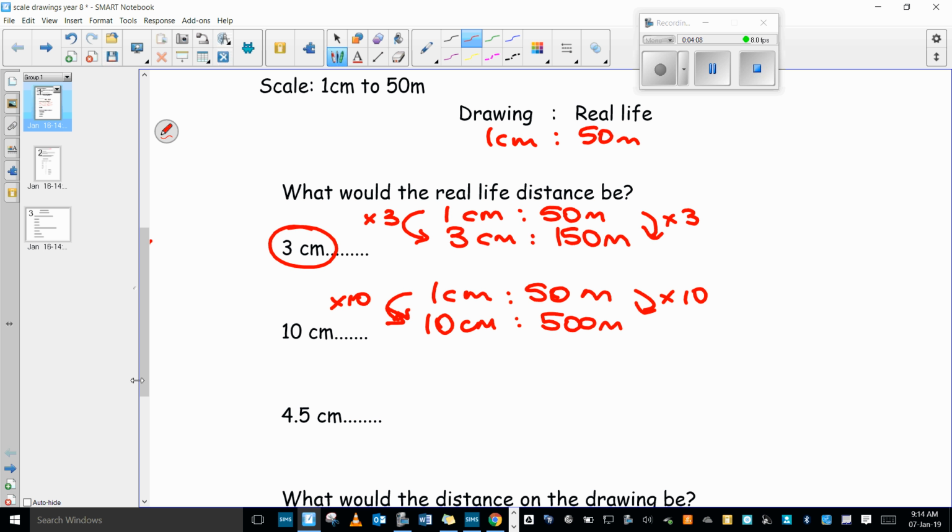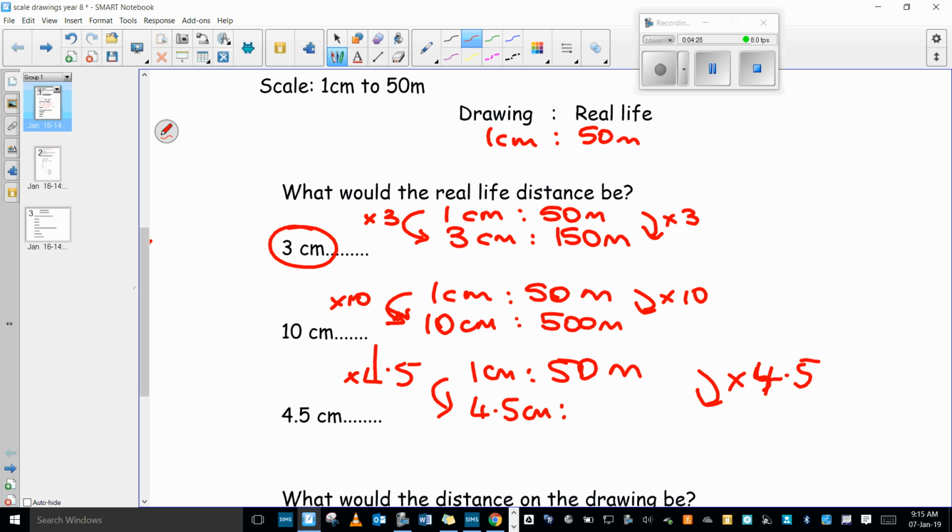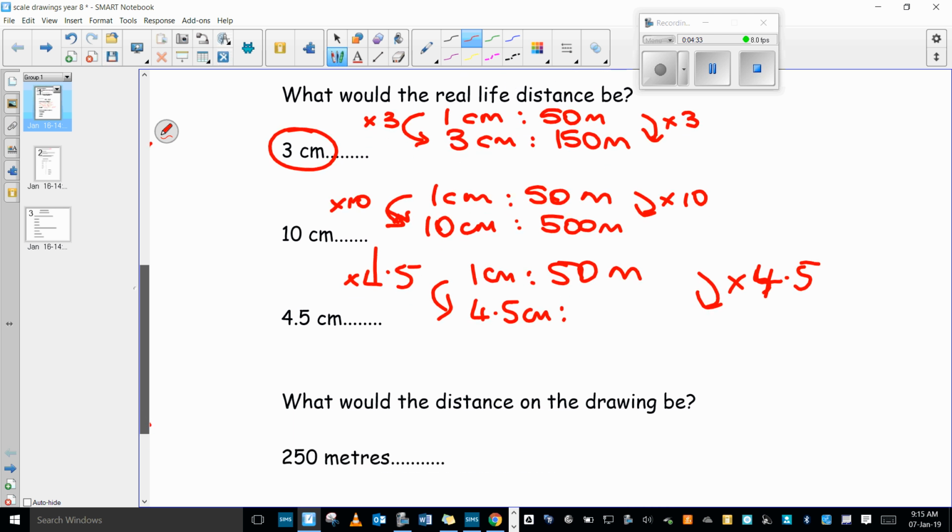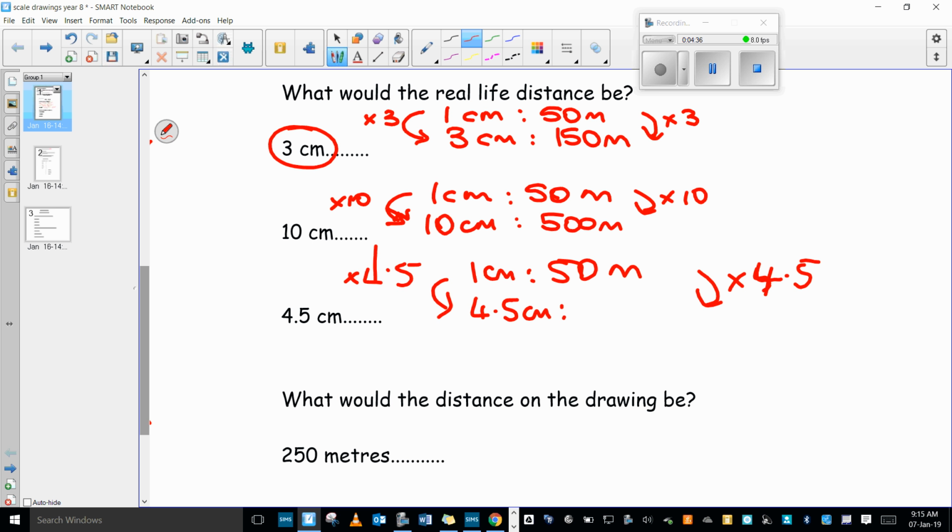4.5 centimetres. Again, 1 centimetre, 50 metres. What do we have to multiply to get to 4.5? So we're now going to do 50 multiplied by 4.5. 225 meters.